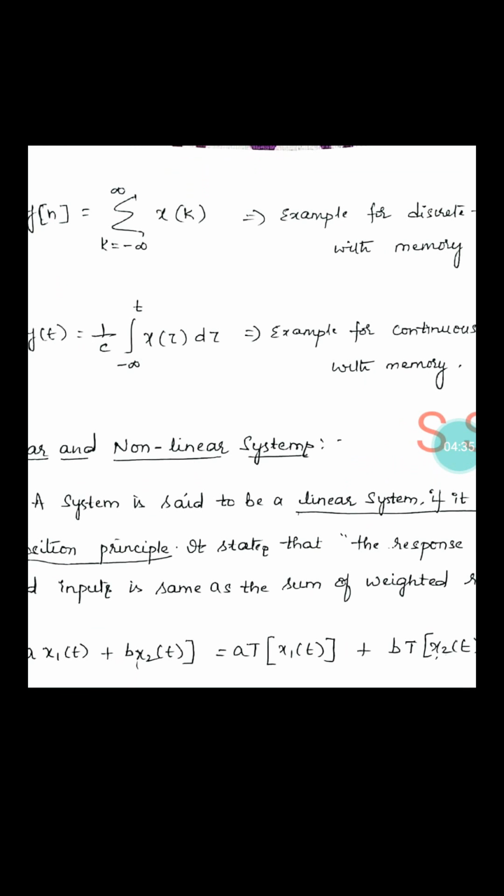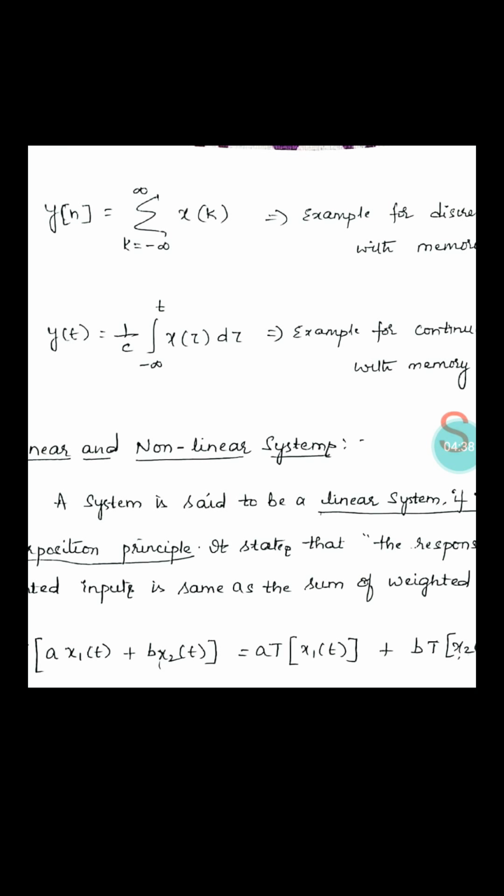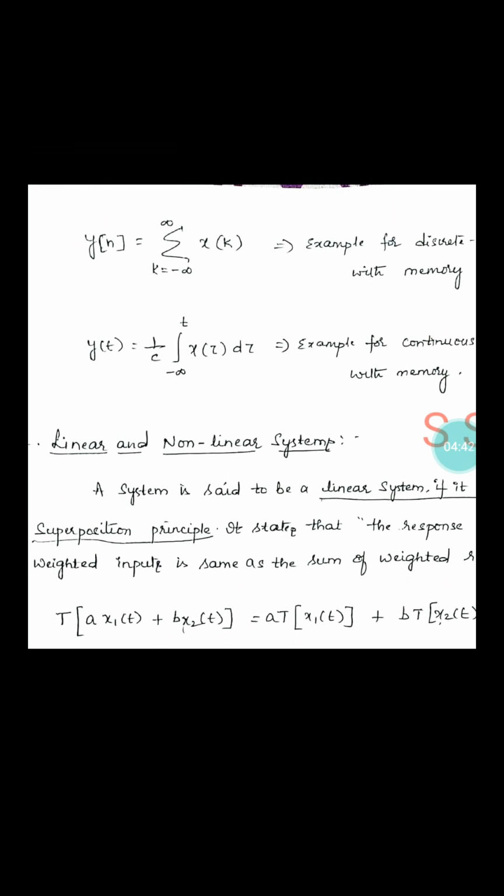Okay, the next, see some more examples. One more mathematical expression: y of n equal to the sigma from k equal to minus infinity to infinity of x of k, right? Then in the continuous waveform, y of t is equal to 1 by c times the integral from minus infinity to t of x of tau d tau. This is an example of a continuous time system with memory.